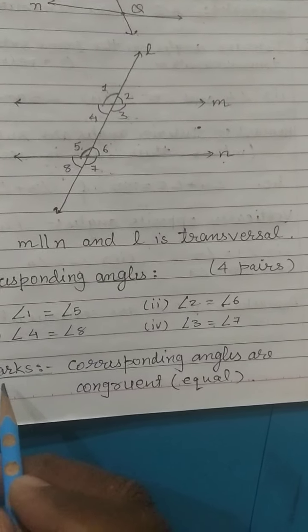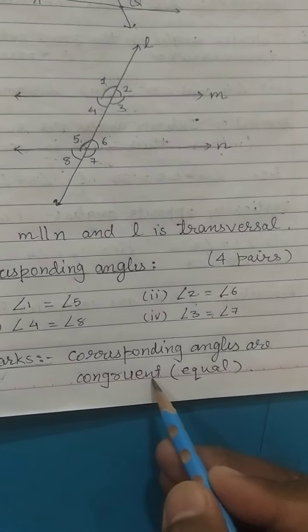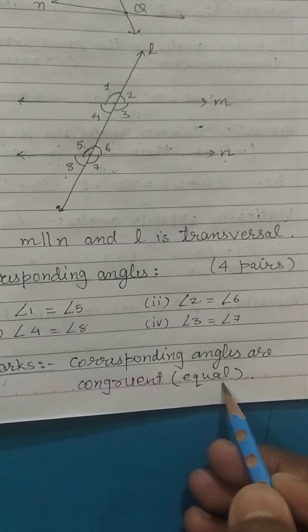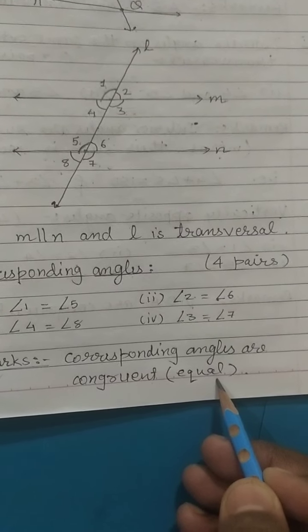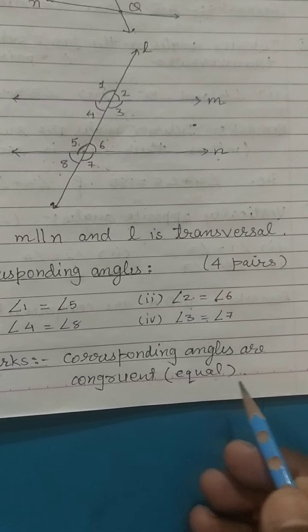Remarks: corresponding angles are congruent, that is equal, right? Means the pairs of corresponding angles are equal. Okay.